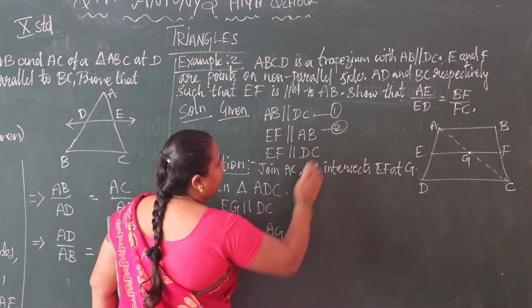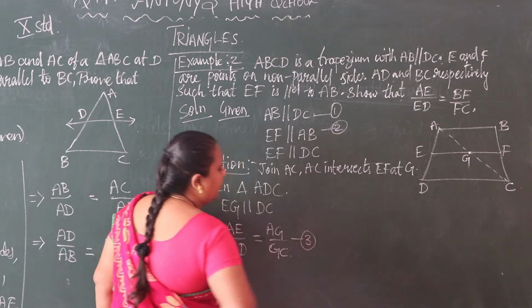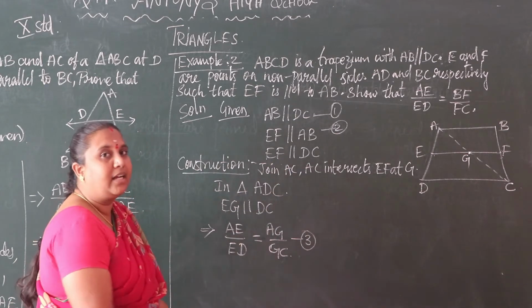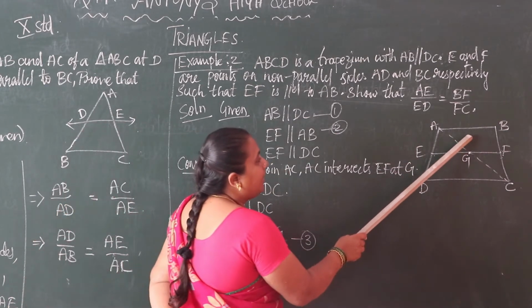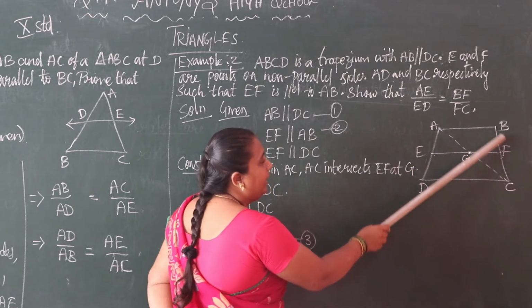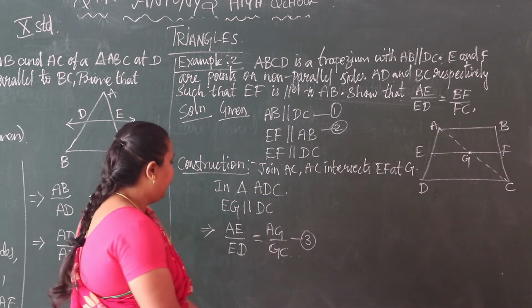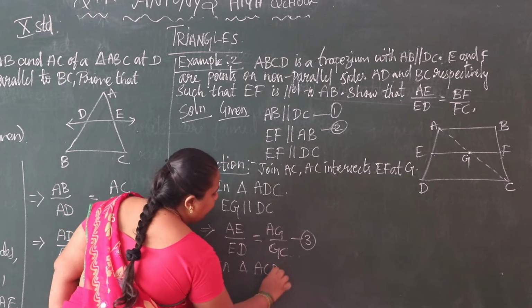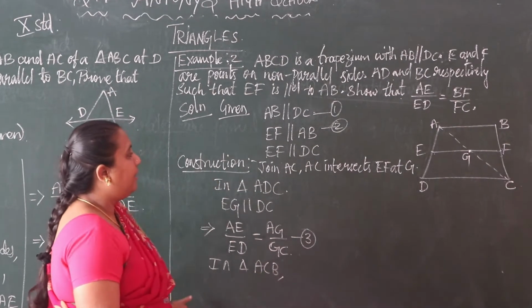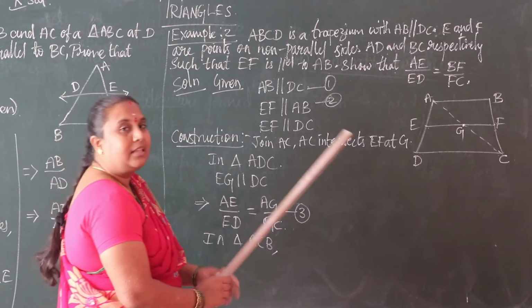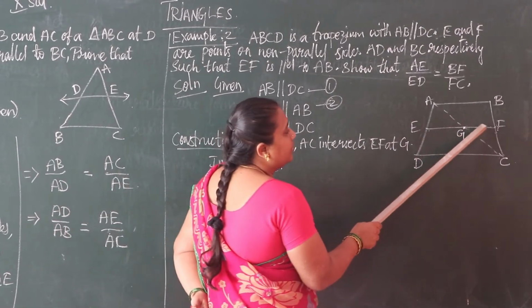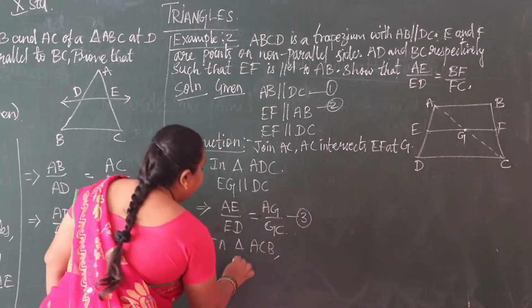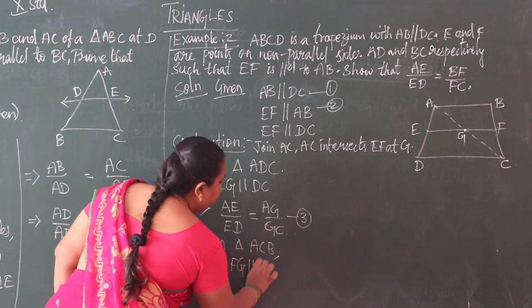So here we gave the equation. Now we should do the next equation. Then we should consider the other triangle in the trapezium. What is the other triangle here? ACB. So in triangle ACB, we can consider the two sides. FG is parallel to BA.